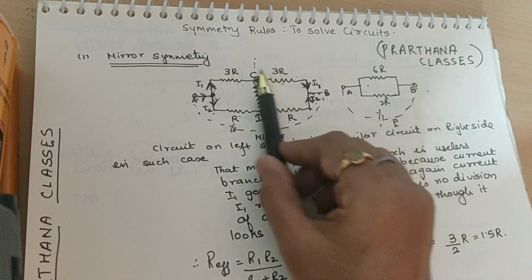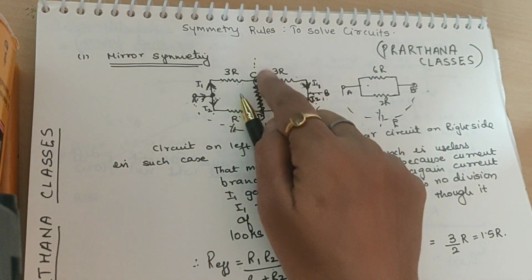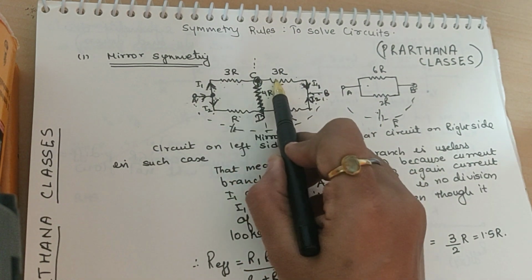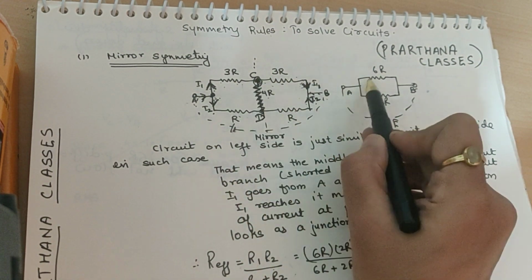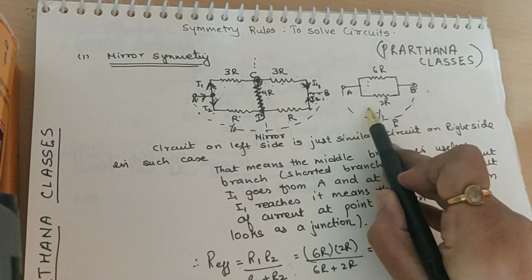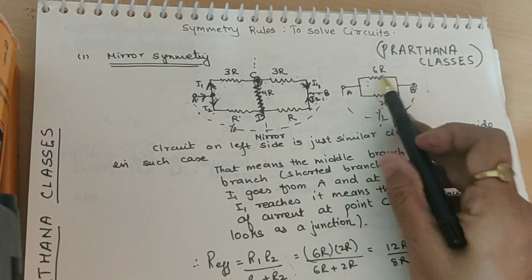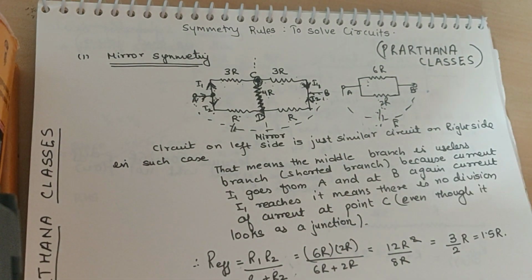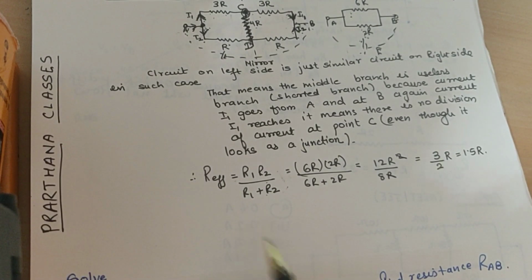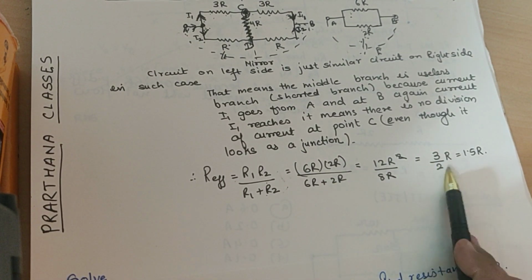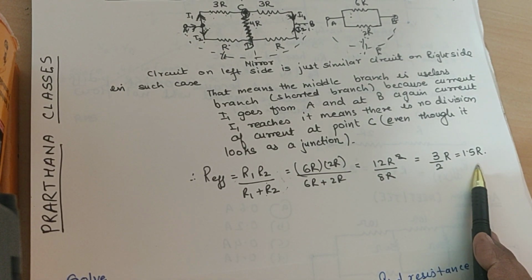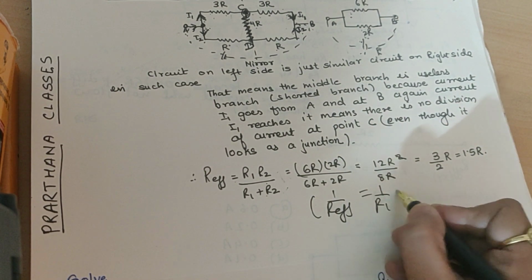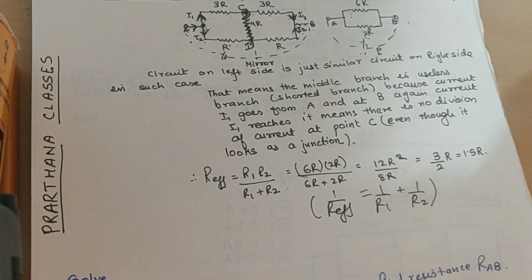When this branch is shorted, because there is no distribution, no current goes through this branch. When this is shorted, what do you say about these two resistances? They are in series. So 3R and 3R becomes 6R, and these two are in series, so it becomes 2R. Now since the imaginary battery is connected here, this is a parallel combination, and you know how to find the effective resistance in a parallel combination. It comes out to be 1.5R. Yes or no? We know that effective resistance can be found by this formula, 1 upon R1 plus 1 upon R2.